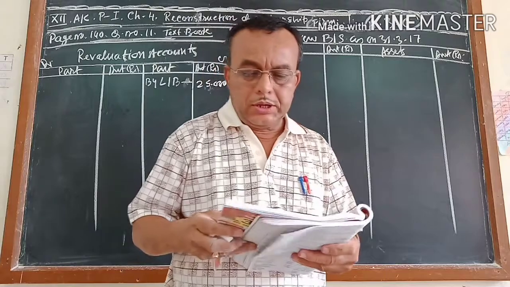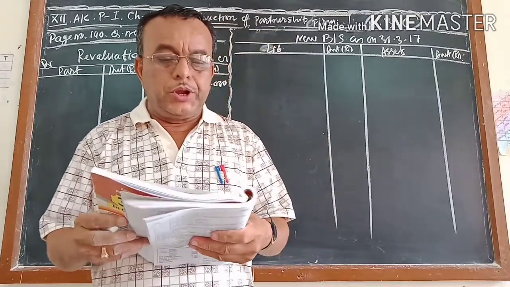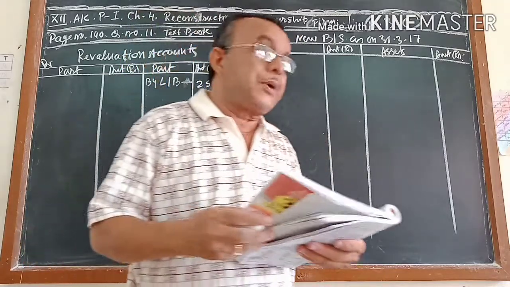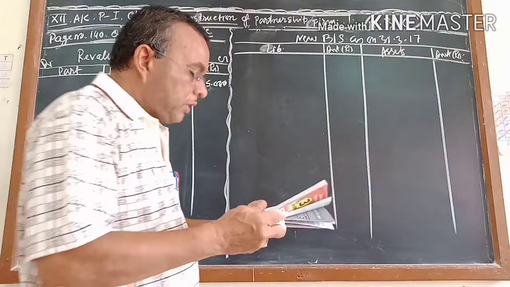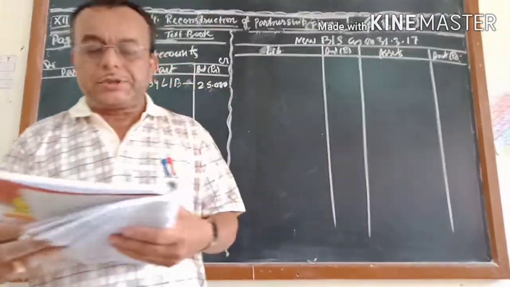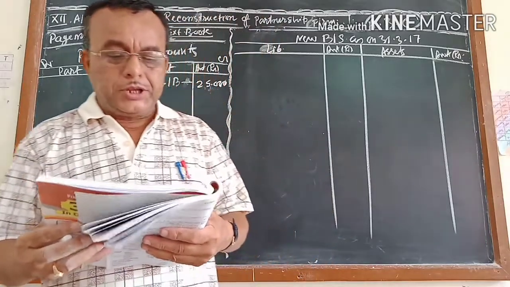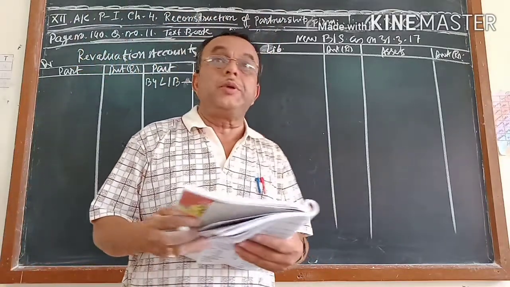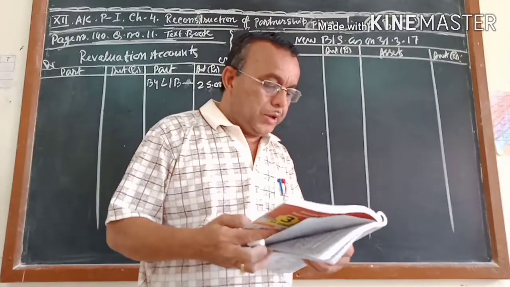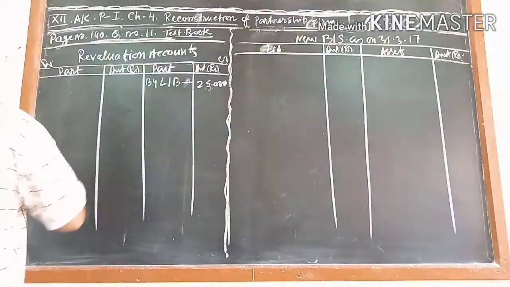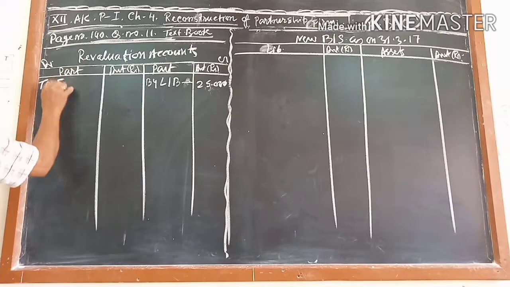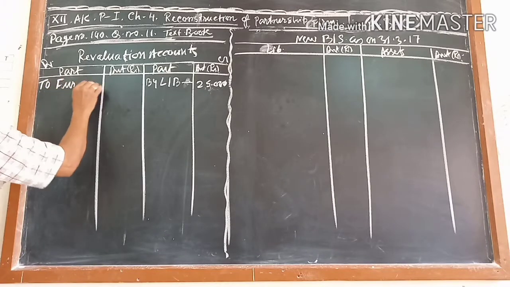The second point, the value of the furniture is to be reduced by 10%. Furniture, how much do you have? 30,000. 10% of 30,000 is 3,000. It was reduced. If it is reduced, then the furniture account will be credited and the revaluation account will be debited. So revaluation account debit to furniture. How much? 3,000.